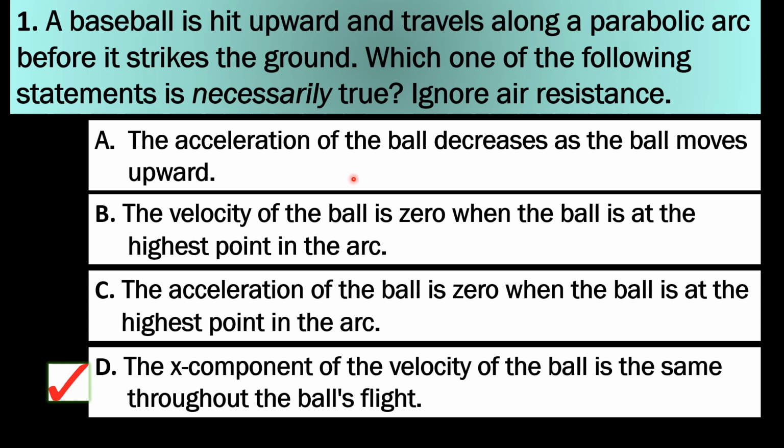That's related to letter A. We just said earlier that the acceleration of the ball at any point in its trajectory is always constant, including at the highest point in the arc. The acceleration is still negative 9.8 meters per second squared, so that only makes letter D the best answer. The x component velocity of the ball is the same throughout the ball's flight.